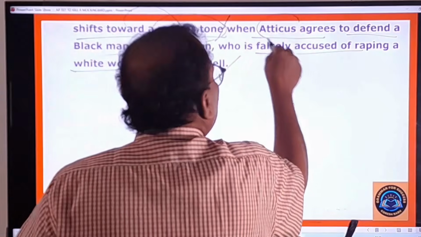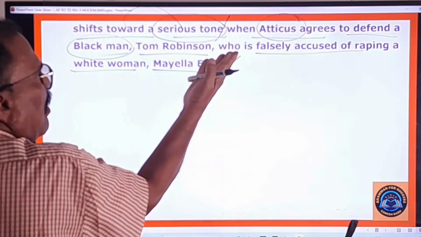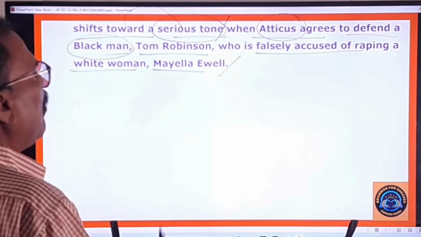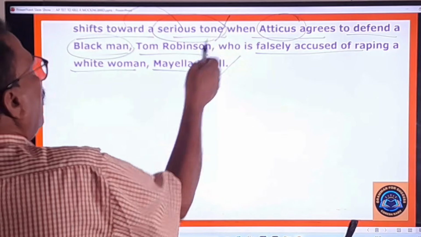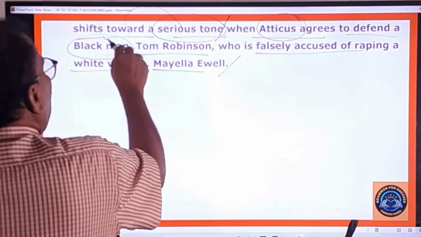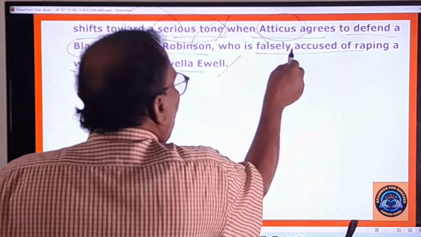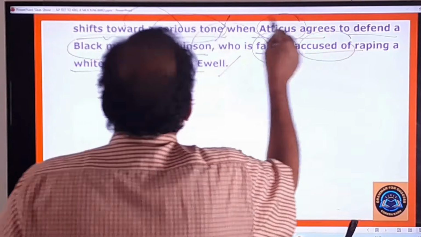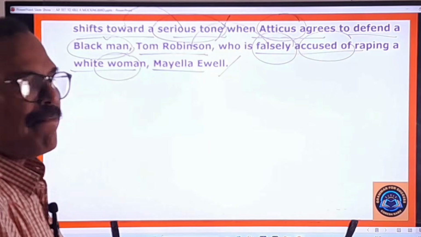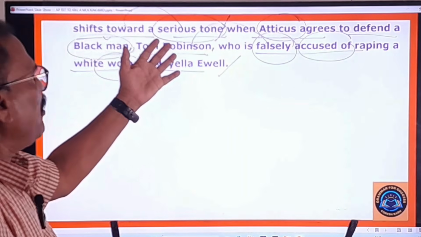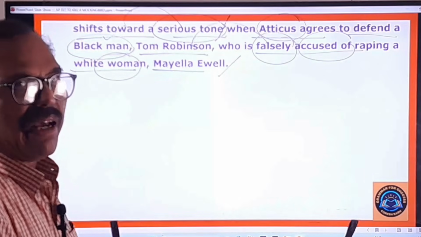When Atticus Finch agrees to defend a black man, he was a lawyer. He takes up the cases. He wants to do some justice to the people that come to him. Here he has agreed to defend a black man, Tom Robinson. And this Tom Robinson was falsely accused of raping a white woman, Mayella. It was really a pity that the black man Tom Robinson was falsely accused of raping a white woman, Mayella Ewell.